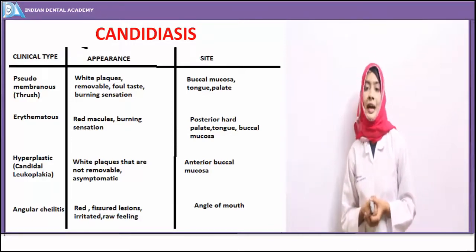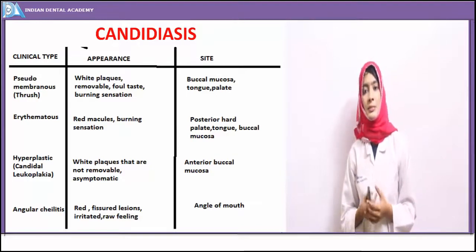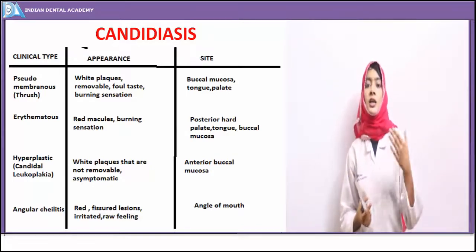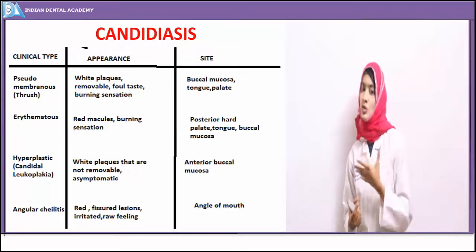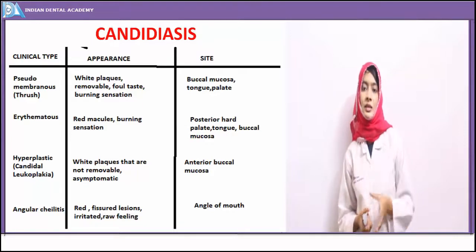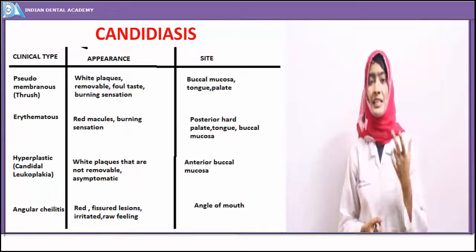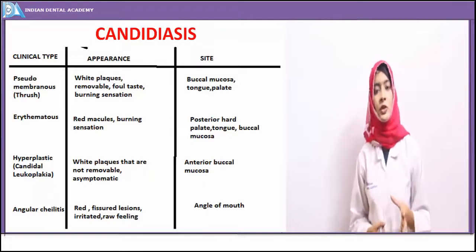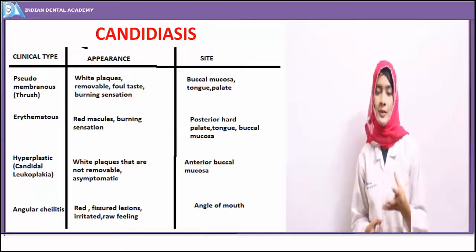And then next is angular cheilitis. Angular cheilitis is nothing but flaking or fissuring of the corners of the mouth. This is seen in association with candidiasis also. The flaking of the angles of the mouth is a little bit painful, and it hurts to speak or swallow.